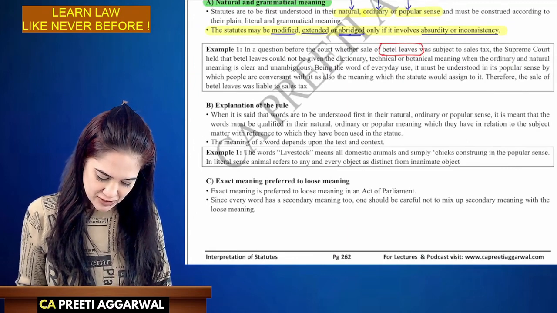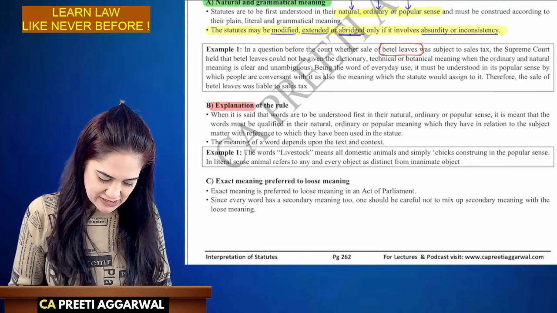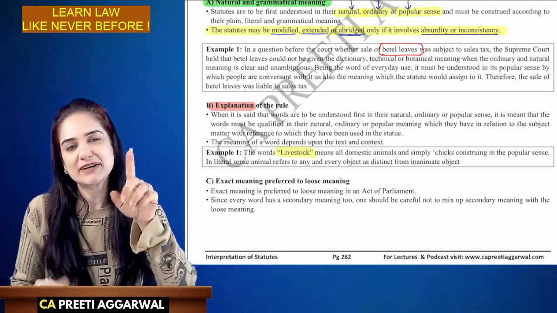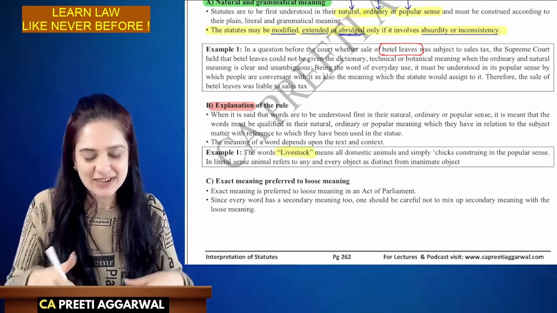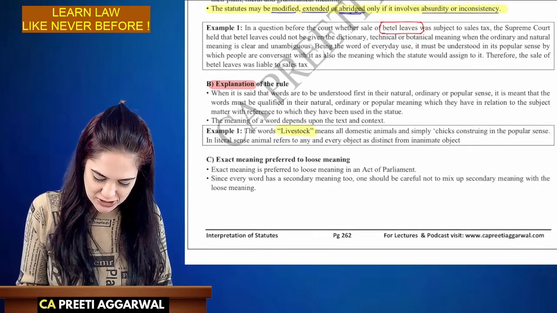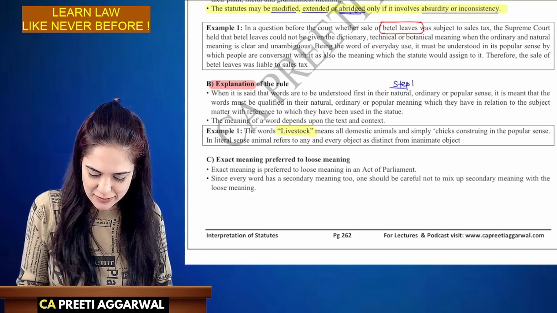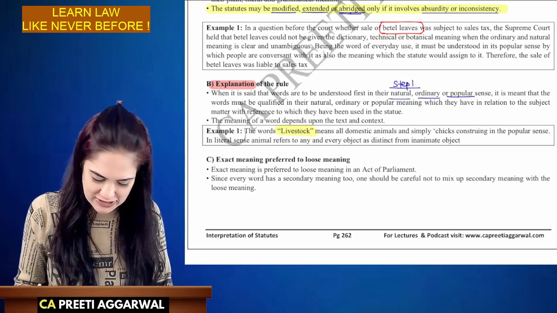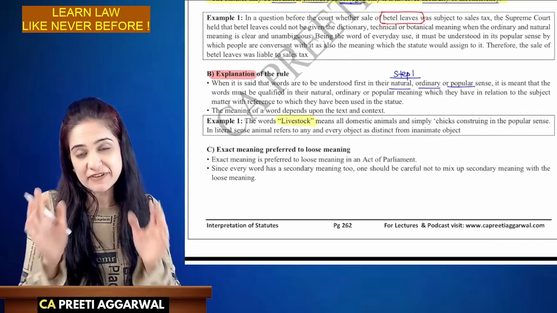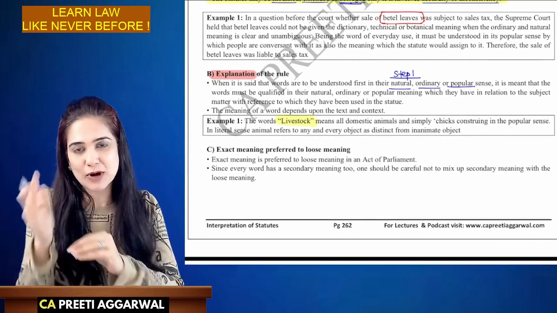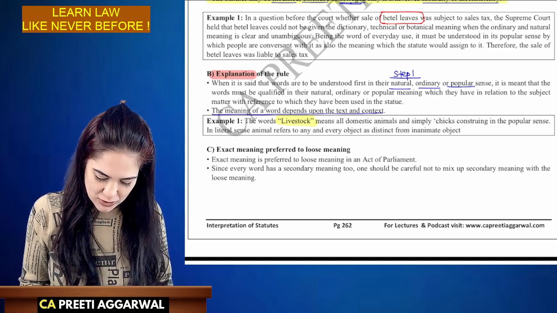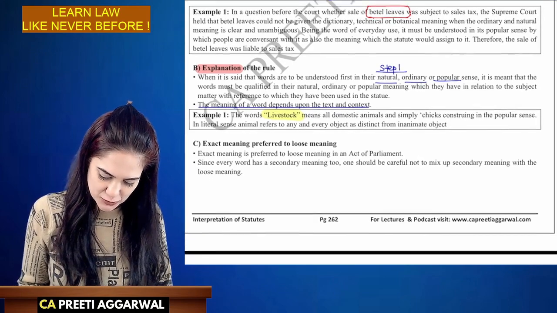Explanation of the rule. Like if I say the word livestock, to a common man, it will mean chicken, but it includes everything which has life. So, words are to be first understood in their natural sense. This is step one. First, understand them in their natural, ordinary or popular sense. If the meaning leads to absurdity, then you apply your logic. The meaning of the word also depends upon the context in which it is used.